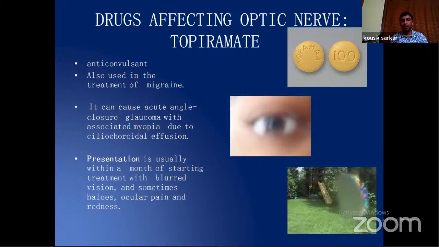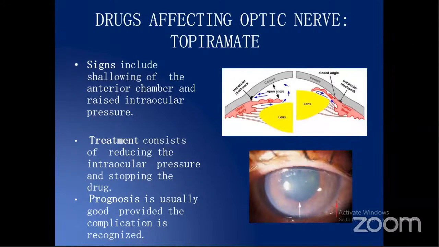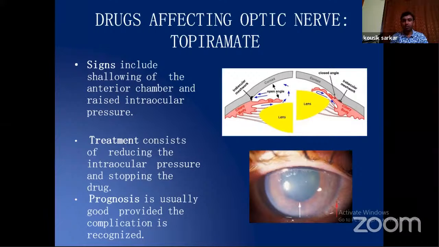Presentation is usually within a month of starting the treatment, and it is associated with blurred vision and sometimes halos and ocular pain, as in angle-closure glaucoma. Signs include shallowing of the anterior chamber and increased intraocular pressure. The treatment consists of reduction of intraocular pressure and stopping the drug if possible. The prognosis is usually good, provided the complication is recognized early.